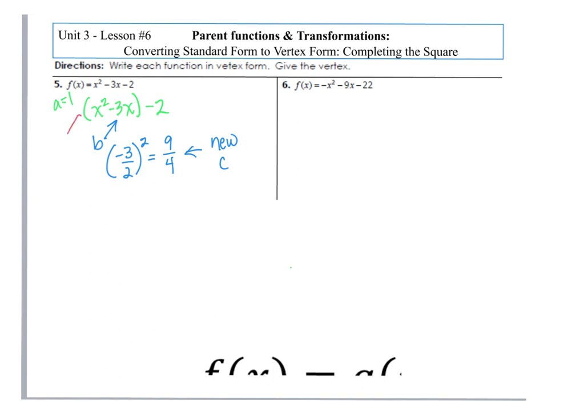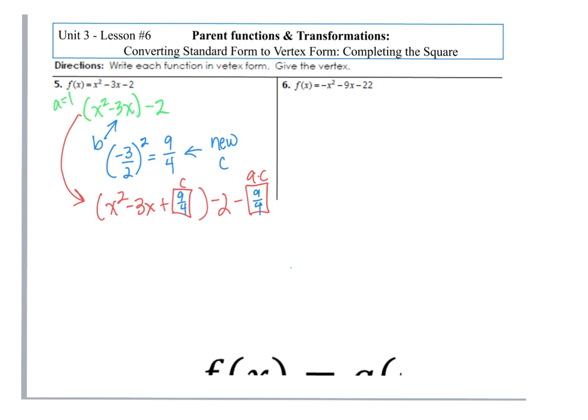We were going to take what was inside the parentheses and rewrite this as x squared minus 3x, plus my box, which again, that's the new c. I had a minus 2 on the outside, and I'm going to say minus my box, which was a times c. Now, it will be the same here because I don't have an a value other than 1. So we are going to have 9/4 here and 9/4 here.